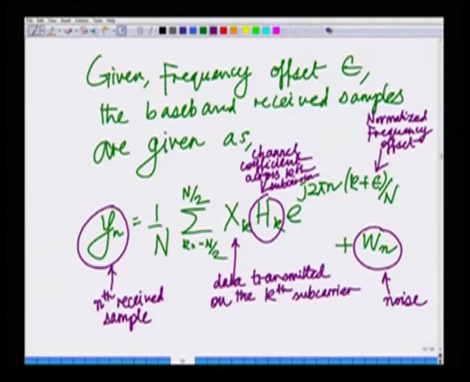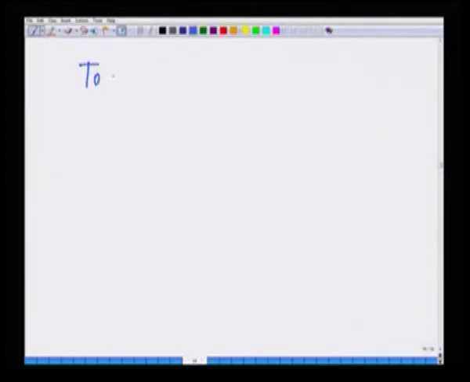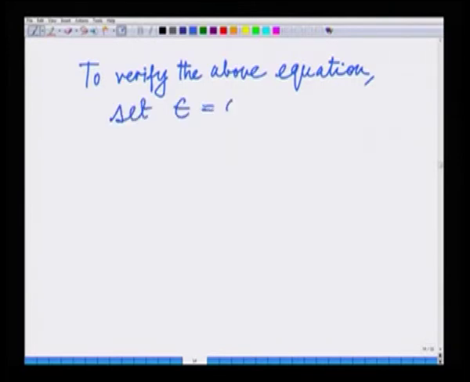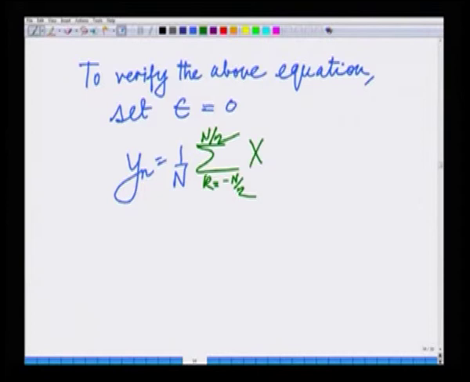Now, to verify this equation, let us set epsilon equal to 0 and see what happens. I want to show you that it reduces to the same OFDM system that we had previously. So, to verify the above equation, set epsilon equals 0, and what we obtain is y n equals 1 over N summation k equals minus N by 2 to N by 2 of x k h k e to the power of minus j 2 pi n k over N, plus w n, where w n is the noise.